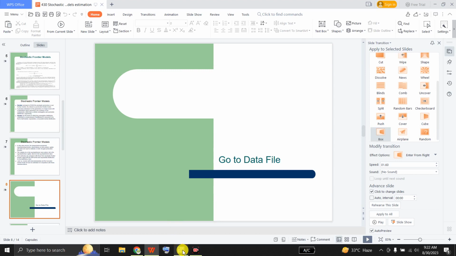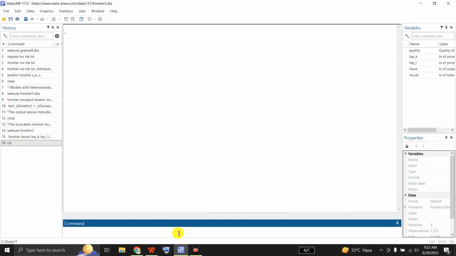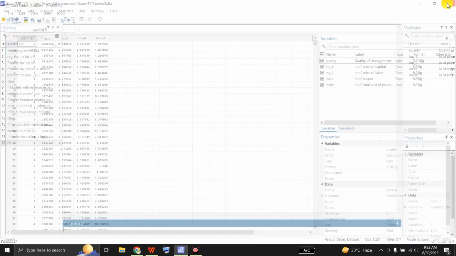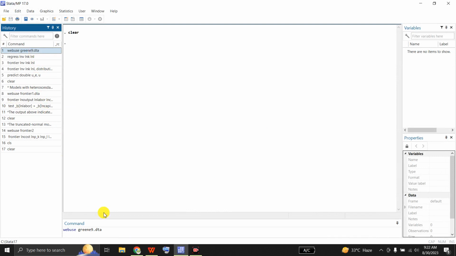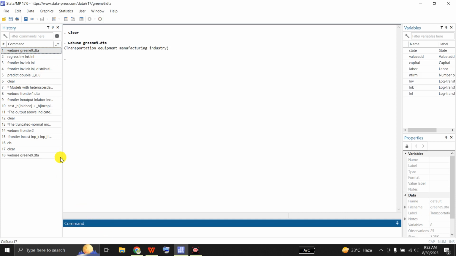To do that, I'll open my data file in Stata. Here is the file which I have already opened. First of all, I will show you the data. Sorry, let me show you the other file that is not the relevant one. First of all, I'll clear this file, and I use this data from the William H. Greene book, and here is the original file. I'll show this.